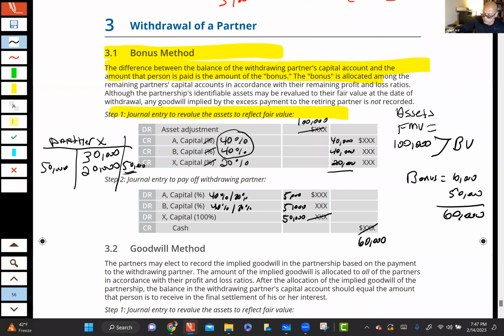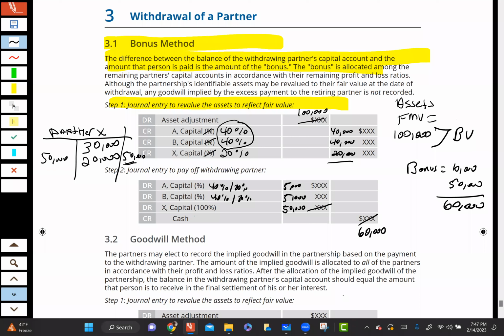Okay. Question? I'm a little lost here. Why is it an asset adjustment, the 100,000? Because if you're adding a partner or you're moving an old partner out, it's seen as a new entity. And if it's a new entity, you get to revalue the assets.